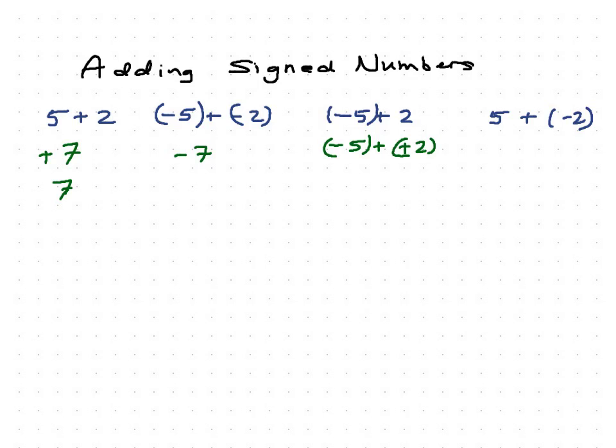If the signs are different, as they are here, a negative and a positive, you actually do a subtraction, because you're going to get closer to the 0 on the number line. So negative 5 plus 2 is actually going to be a difference of 3.